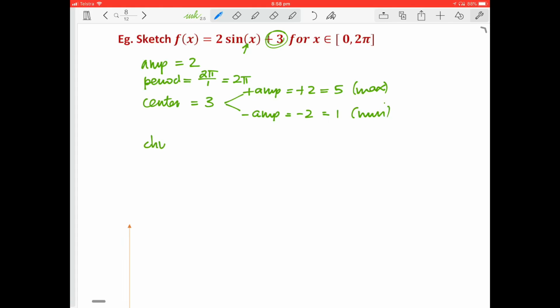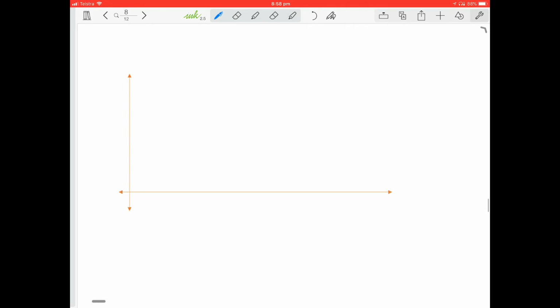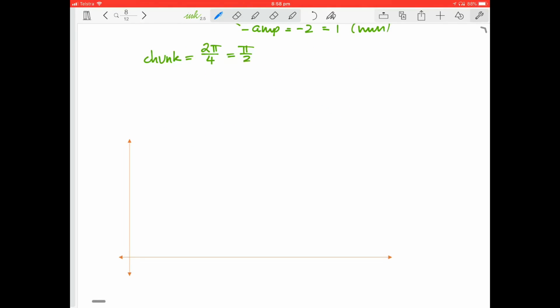Okay, next we said to determine a chunk. So a chunk is 2 pi. Remember, it's always divided by 4. So it's pi on 2. So when we graph our graph, we want to cut it up into pi on 2s. Okay, so we know we've got to go from 1 to 5. So let's say 1, 2, 3, 4, 5. We're now going to go to 2 pi. We know the halfway mark is pi. If we cut it in half, we get pi on 2. And if we cut this in half, we get 3 pi on 2. So we've got our chunks, like our distances for our chunks.